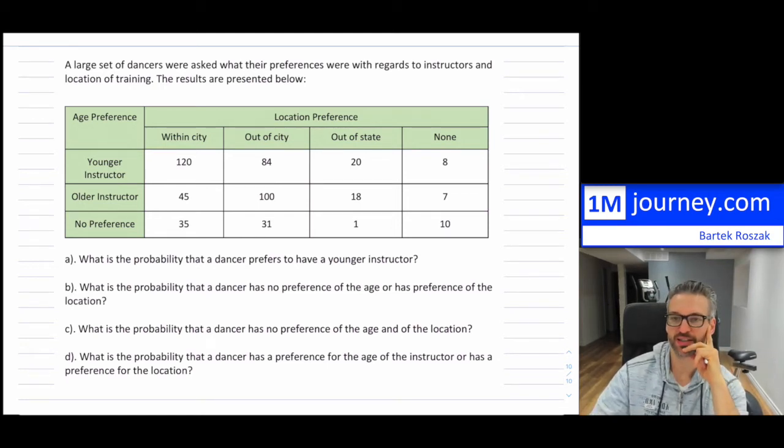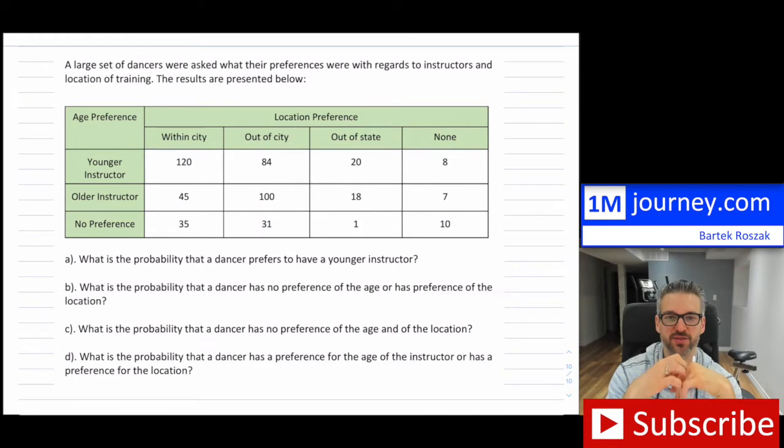So this one is kind of contingency tables within probability. This one is actually of interest to me because my daughter, my younger one, is a dancer. So I'm curious to see and work on this particular example. You have a large set of dancers. They were asked about their preferences with regards to the instructors and the location that they would like to train in. And these were the results.